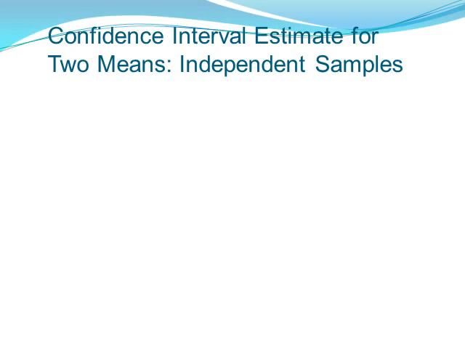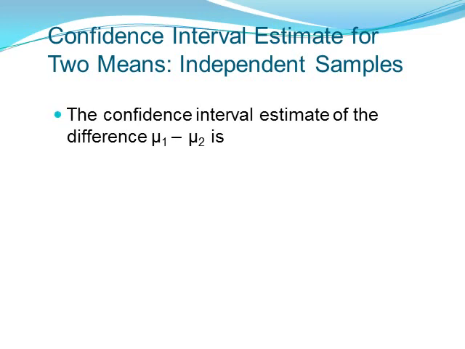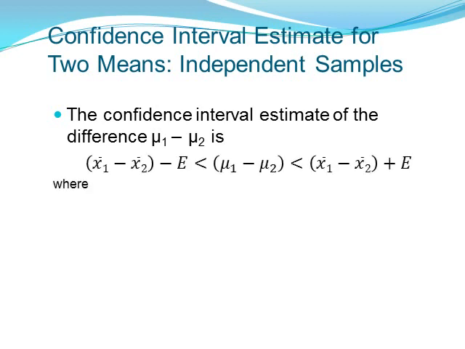Next, let's look at a formula that helps us set up a confidence interval estimate for two means from independent samples. So the confidence interval estimate of the difference of the population means mu sub 1 minus mu sub 2 is x bar 1 minus x bar 2 minus E is going to be less than the difference between the population means, and that's less than x bar 1 minus x bar 2 plus E. E is the margin of error, so let's take a look at that formula.